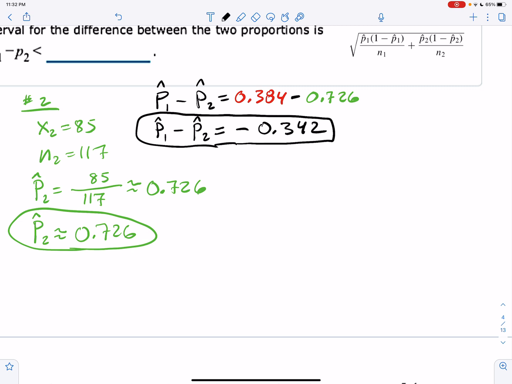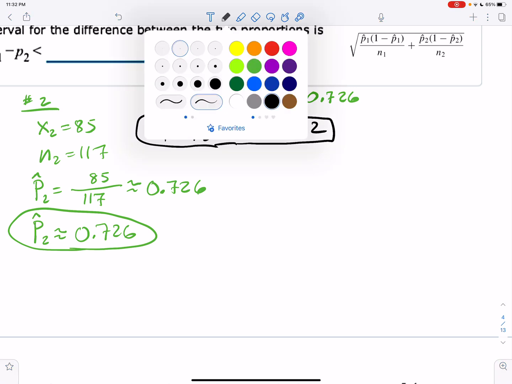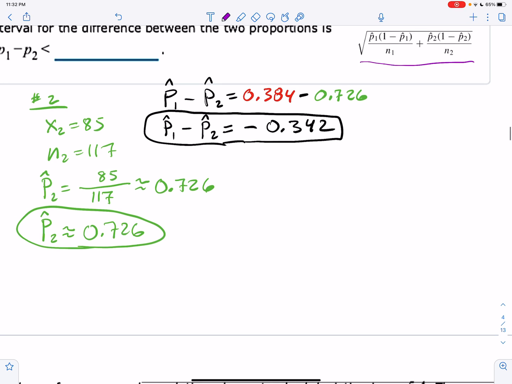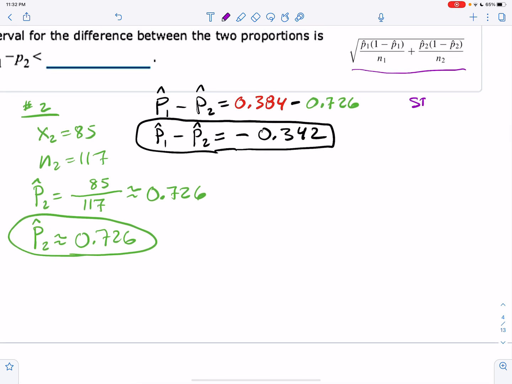That's a really important number, which is our point estimate. Now we need to work on this beast right over here, which is talking about the standard error. I'm going to go with another color here to highlight the standard error. How about we go with purple? So this is the standard error. So let me write right here. Standard error.